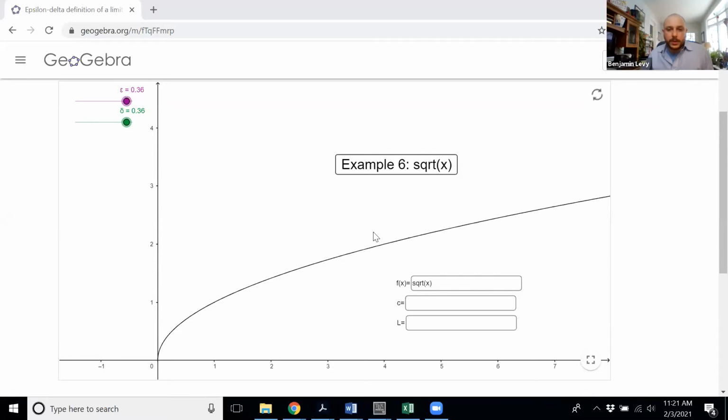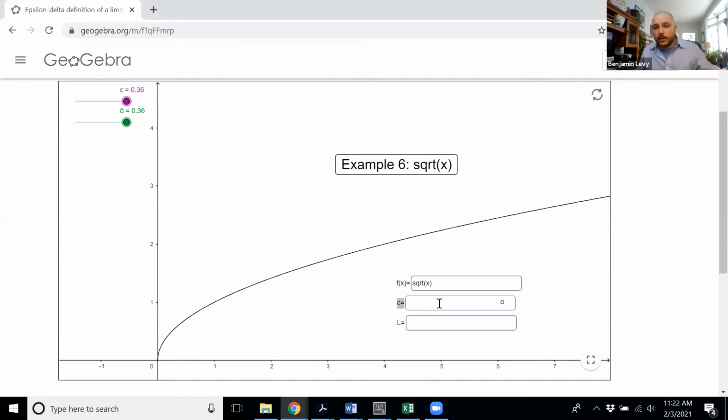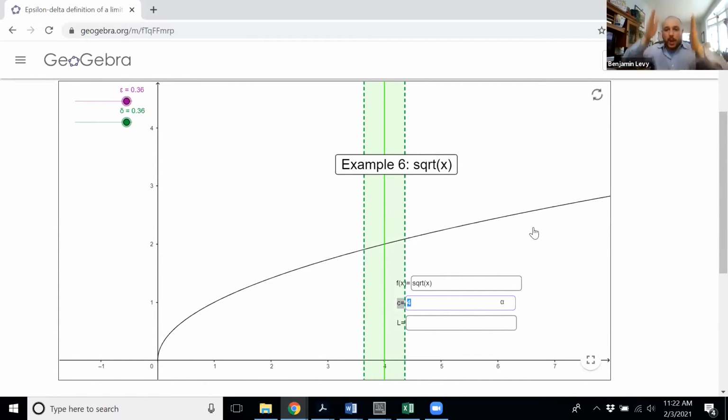So here's the situation, right? This is the square root of x. This is just a graph of the square root. And we are looking at the limit as we're approaching 4, right? So c in this case is 4. Notice how when I put a 4 in here and I hit enter, it puts a bracket around the thing we care about, right? And then the limit we know, because the square root of 4 is 2, and so that's going to be 2.